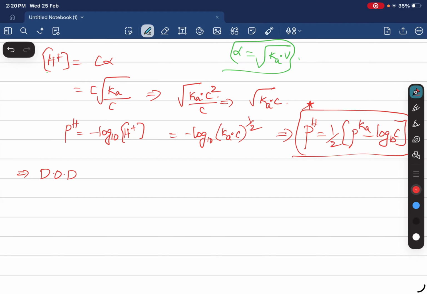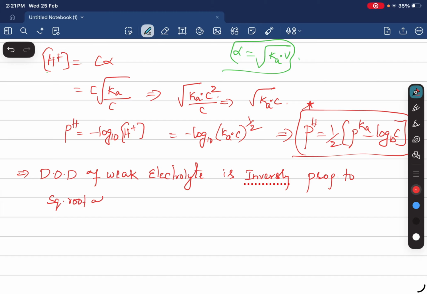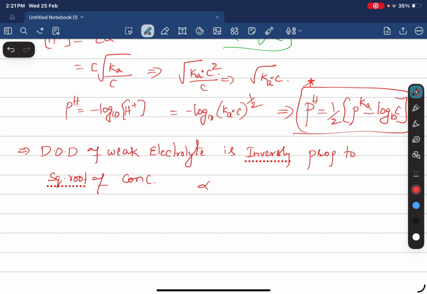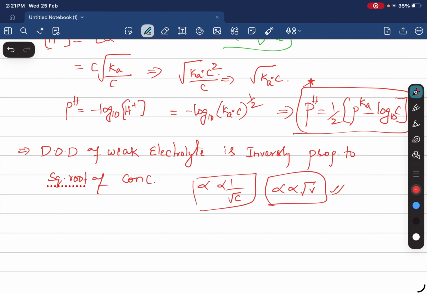The degree of dissociation of a weak electrolyte is inversely proportional to the square root of concentration. So alpha is inversely proportional to the square root of concentration, and also alpha is directly proportional to the square root of volume. These are the two formulas which we derived from above.